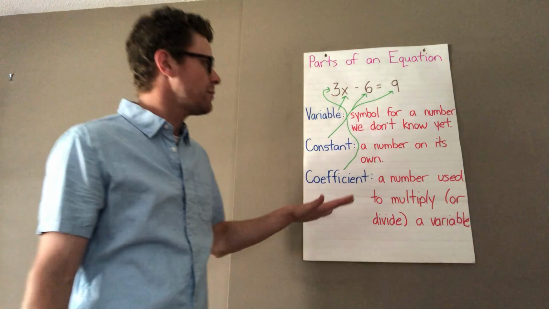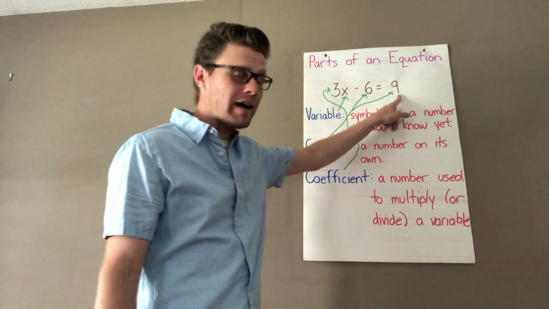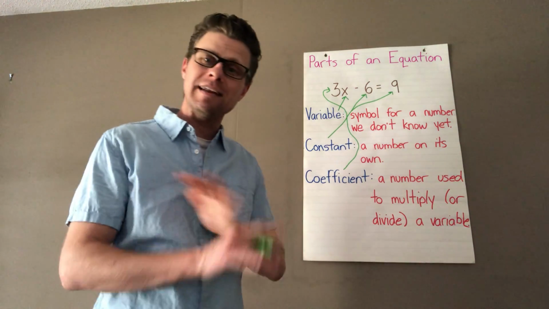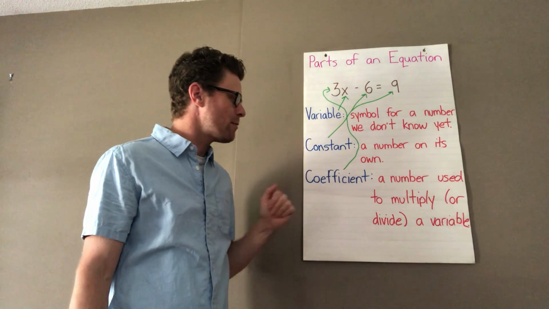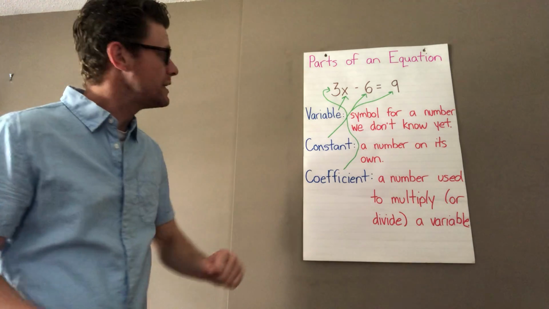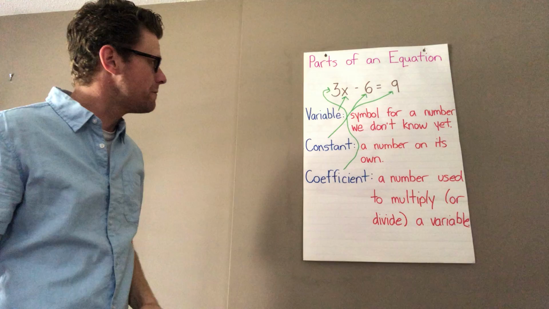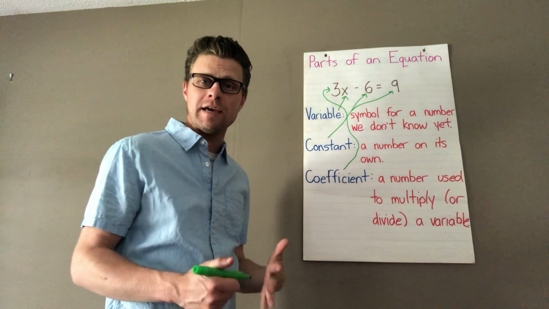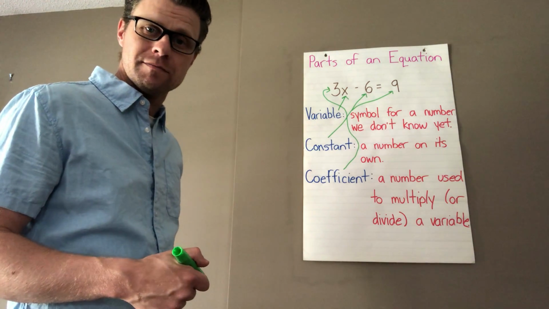Then we have the constant, which is any number on its own in the equation. So the only numbers in this equation that are alone are 6 and 9. They're called a constant because they constantly remain the same. They never change. And our third term, the coefficient. It's a number used to multiply or divide a variable. So we know here our variable is x, right? So our coefficient is 3 because we know that there are 3 x's. 3 groups of x. Okay?